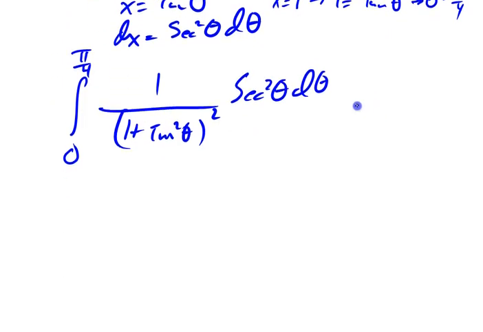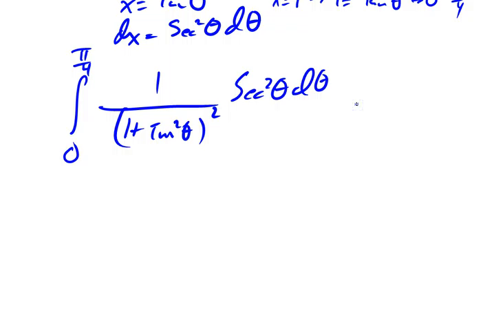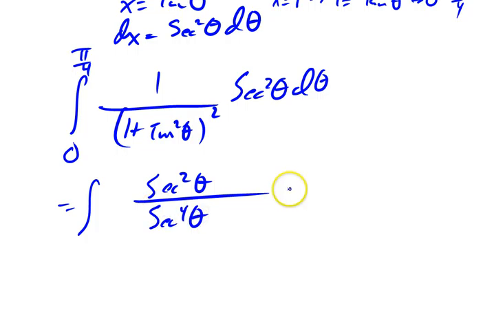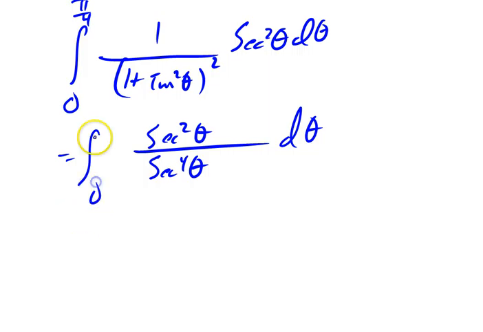But I think in this case, it actually will be distinctly worth our while, because what happens here is I've got that secant squared theta on the top. The bottom is 1 plus tangent squared. That's secant squared squared, so it's a secant to the 4th theta on the bottom. Right? So you've got, and that's the integral from 0 to pi over 4. So this is 1 over secant squared, but 1 over secant squared theta is actually the cosine squared.